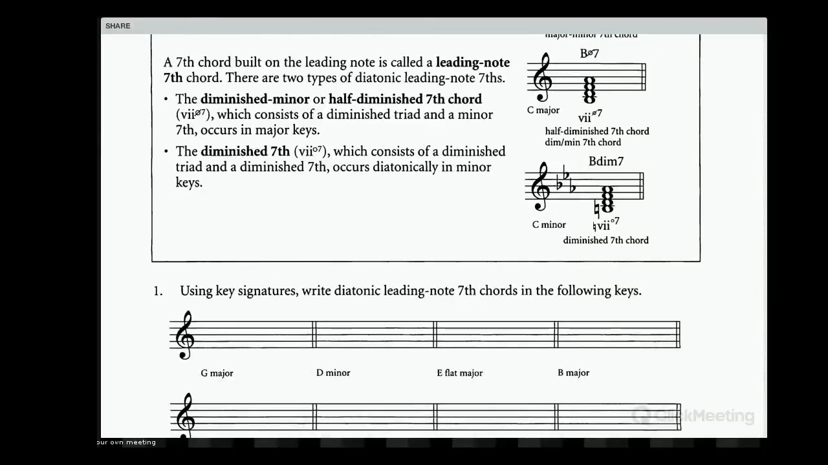But if we build a seventh chord on the leading note, it is called a leading note seventh chord. There are two types: the diminished minor, which is a diminished triad and a minor seventh, also known as a half diminished seventh chord. This is the symbol for it. Or the diminished seventh chord, which consists of a diminished triad and a diminished seventh. This occurs diatonically in minor keys, and the half diminished seventh chord occurs diatonically in major keys.